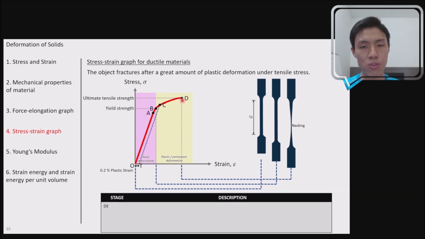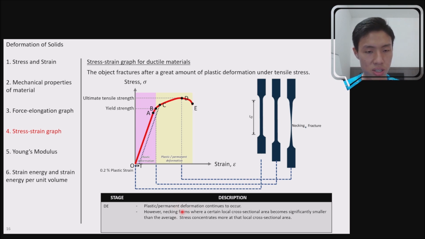Okay, so now you can continue to try to do something before it breaks, but what happens is your stress can never go higher than that anymore. So what happens? Permanent deformation continues to occur even after you reach ultimate tensile strength, but because the necking continues to occur, this stress will concentrate more at a local cross-sectional area. It will cause the stress experienced by the object to not be uniformly distributed anymore. The stress will be more focused at this region where the necking happens.